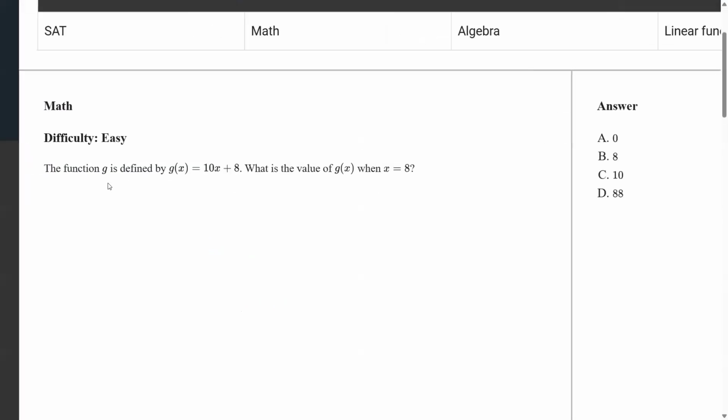What's the value of g of x? Okay, this is direct substitution. It should be 8 times 10, 80, plus 8, so 88. Answer is D.